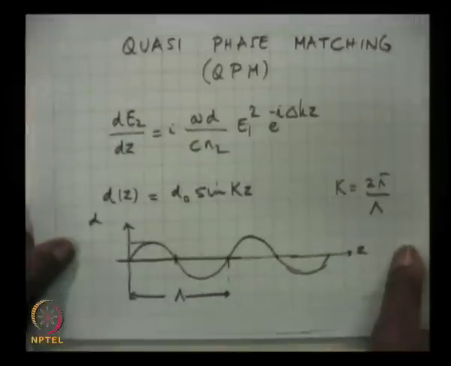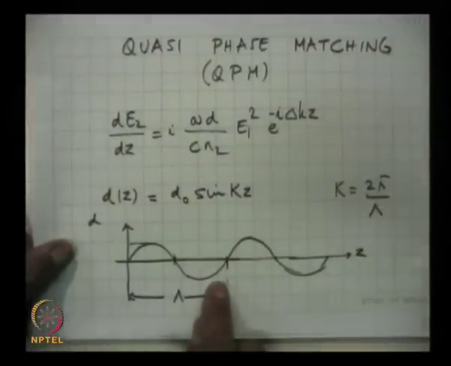I do not need any birefringence for this. Now, remember the period we had calculated, the coherence length we had calculated for the lithium niobate crystal, about 3.3 microns. So, I need every 3.3 microns the sign of d to change. So, this period is then supposed to be 6.6 microns, it is a very small period.